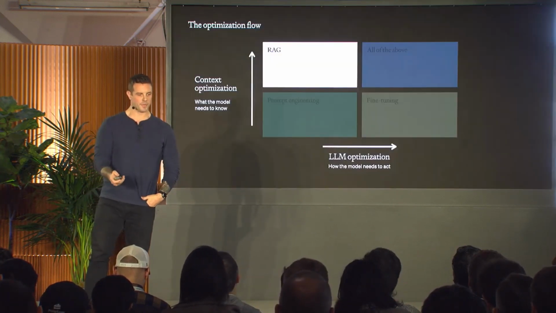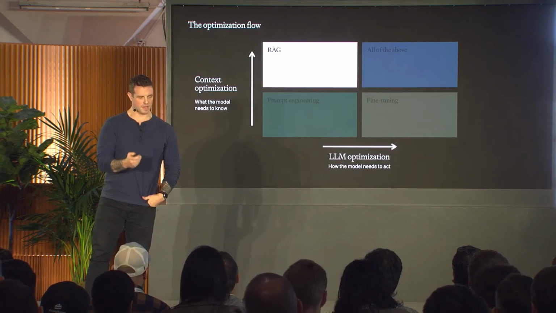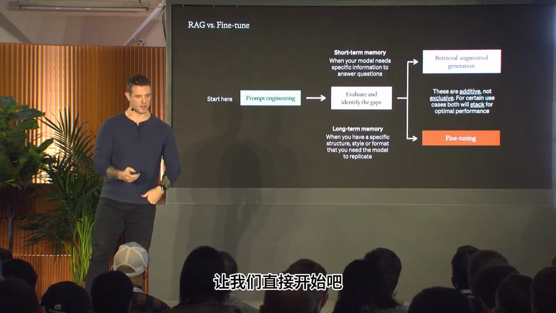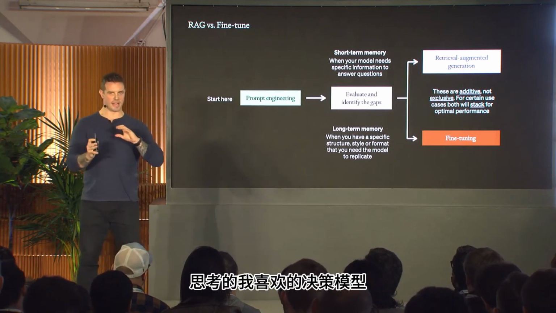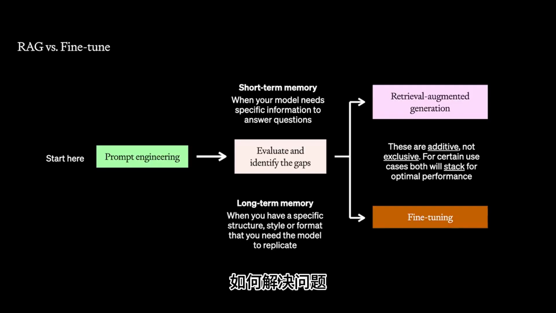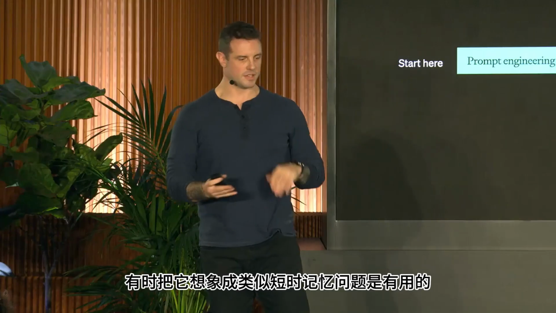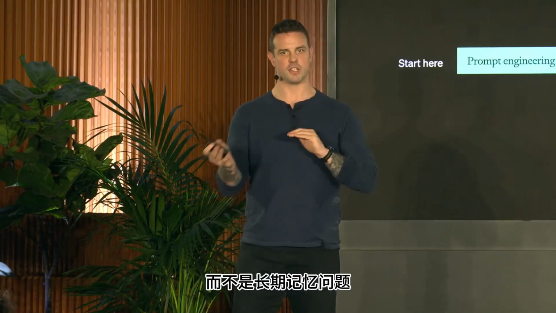So for RAG, let's jump right in. Actually, before I jump into RAG, I just want to give you a quick mental model for how to think about where to go. We started with prompt engineering, we've evaluated, we've identified the gaps, and now we're trying to decide whether it's retrieval augmented generation that we need or whether it's fine-tuning that we need. It's sometimes useful to think of it as a short-term memory versus long-term memory problem.